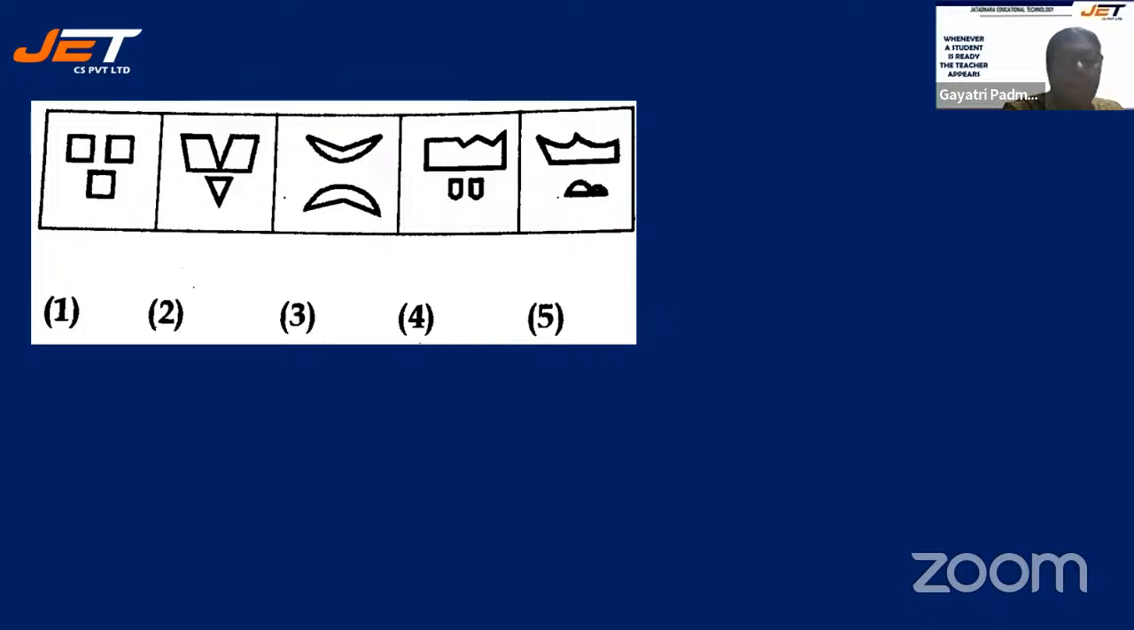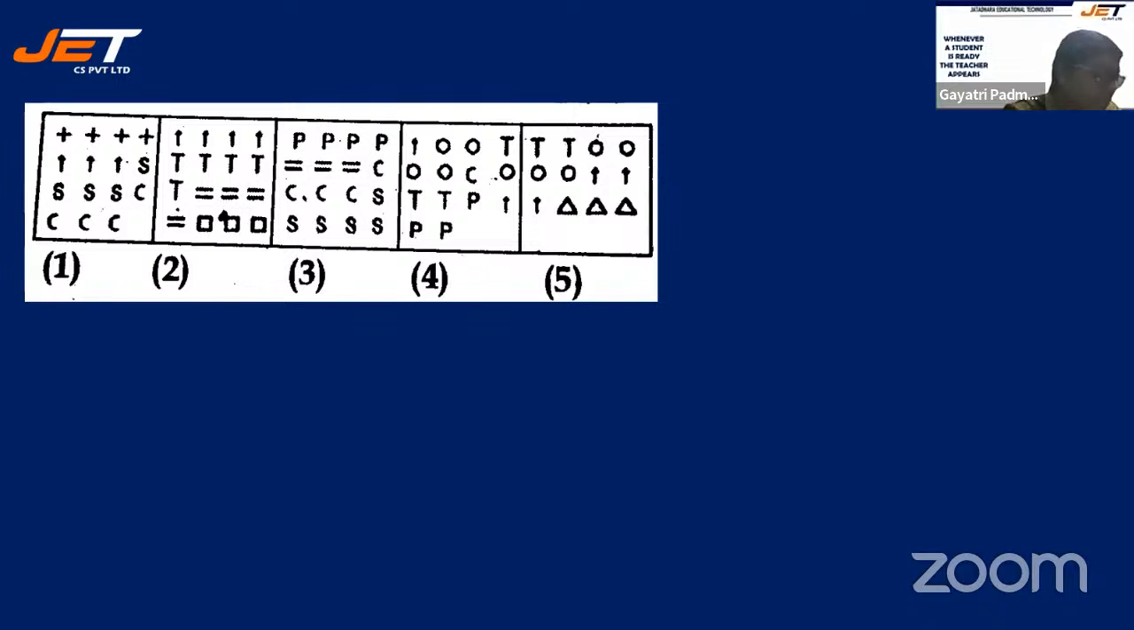Yes. Let's see the answer. 30 seconds are done. It is option 1, which is different from the other. All other figures, whether they have 2 or 3 or 4 parts, each part is different. But the first one alone, in all the 3 parts, we have square. All right. See the next one.